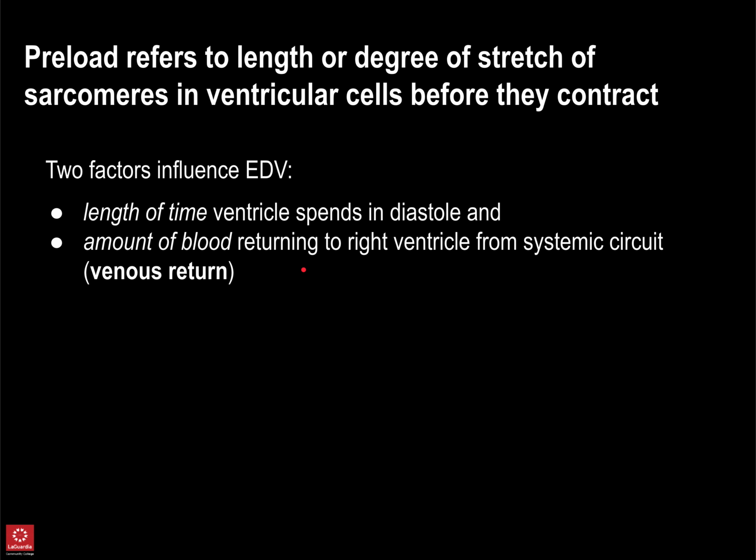So preload refers to the length or degree of stretch of the sarcomeres in the ventricular cells before they contract. And so the degree of preload is largely determined by the EDV, the amount of blood that is drained into the ventricle by the end of the filling phase. And so two factors influence the EDV: the length of time that a ventricle spends in diastole and the amount of blood that returns to the right ventricle from the systemic circuit, known as venous return.